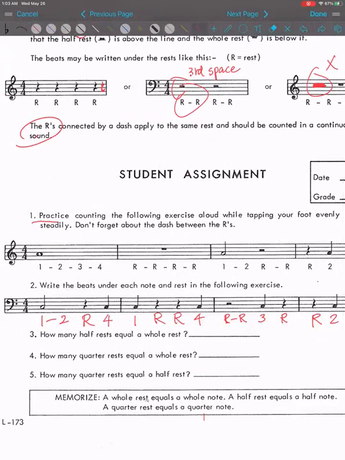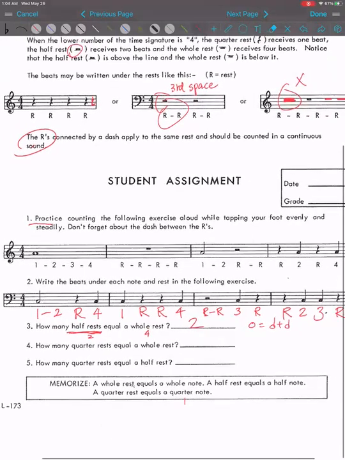Number 3: how many half rests equal a whole rest? So a whole rest has 4 beats. A half rest has 2 beats. So how many half rests equal a whole rest? The answer is 2 of them, because 2 plus 2 equals 4.